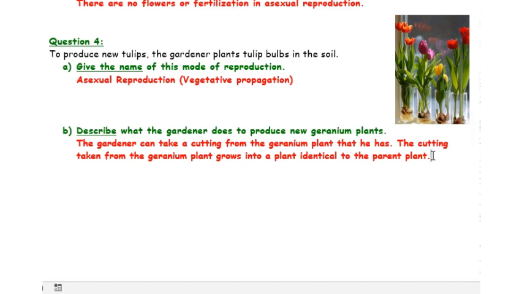I will remind you that we have 4 types of asexual reproduction: growing from runners, from bulbs, from rhizomes, and from cuttings.